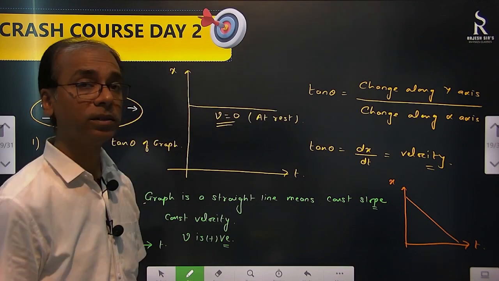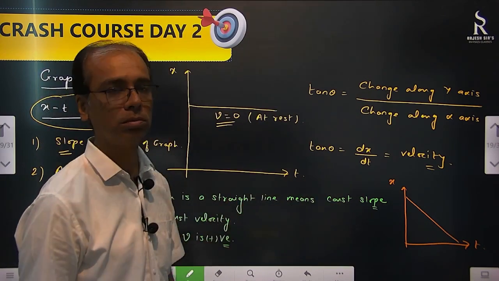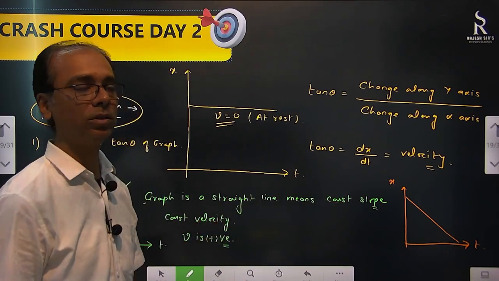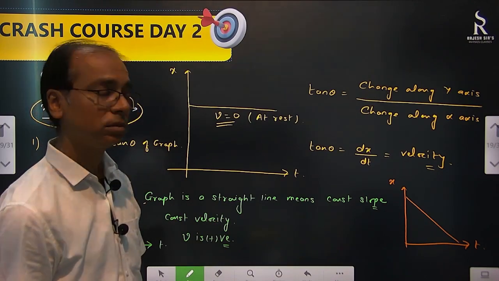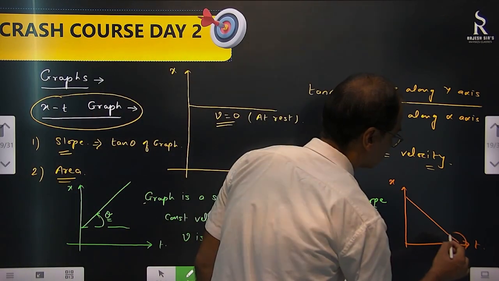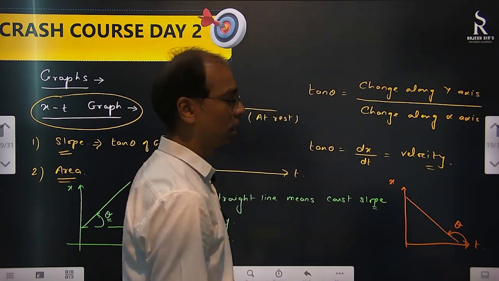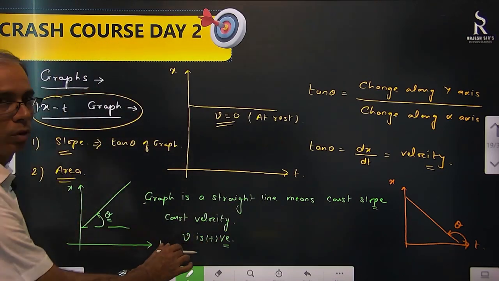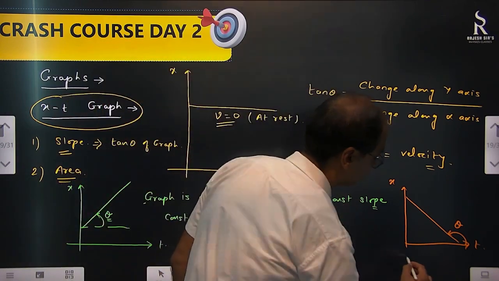Is it a straight line? Answer is yes. Graph is a straight line means constant slope. Yes, it's constant slope. That means velocity is constant. Positive or negative? Answer is negative this time. Why? Because angle is this, obtuse angle. This is acute angle. If angle is acute, positive. If angle is obtuse, negative. So this is negative velocity.